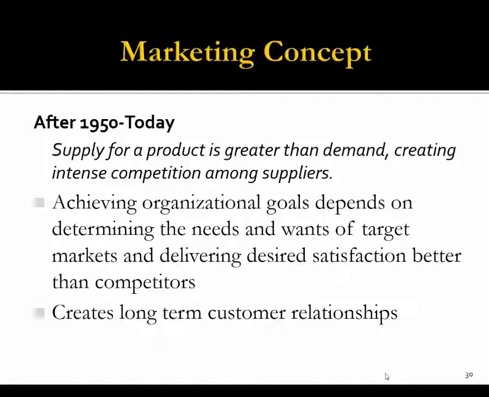Therefore, after the 1950s, the marketing concept was developed to help companies understand consumers better and create long-term relationships with them. Since the 1950s, the supply of products has been much greater than the demand, and the competition among service providers is quite intensive. Facing this challenge, the marketing concept emphasizes identifying the needs and wants of your target markets and delivering desired satisfaction better than the competitors.